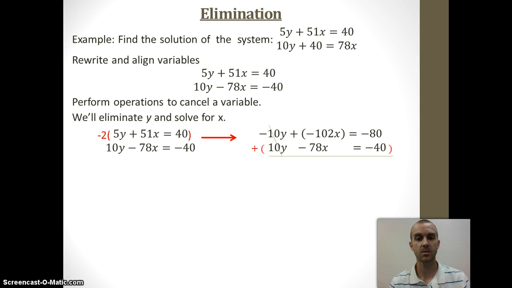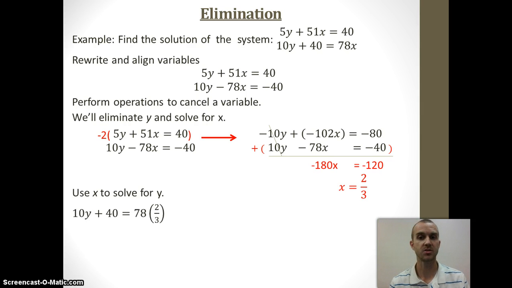So I see -10y plus 10y disappears. -102x plus -78x gives me -180x, and then -80 plus -40 gives me -120. I simplify and get that x is 2/3, which is what I found through substitution. Now I can plug that back in and solve for y.